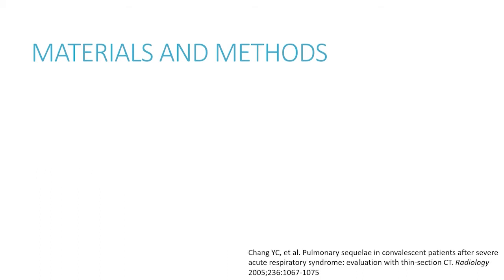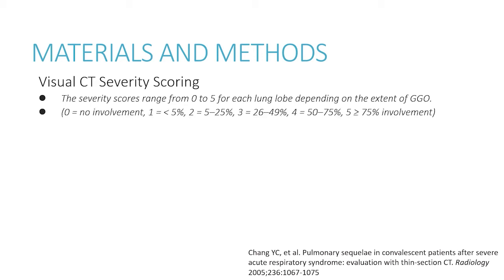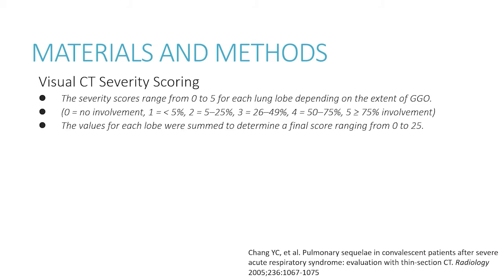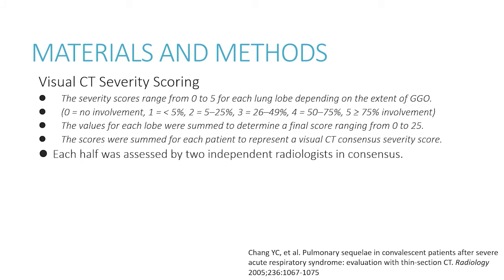Chest CT scans were assessed using a scoring system adopted for convalescent patients after severe acute respiratory syndrome, as introduced by Chang et al. The computation of severity scores is shown as follows. All CT scans included in the study were divided in 2 parts. Each half was assessed by 2 independent, experienced radiologists in consensus.